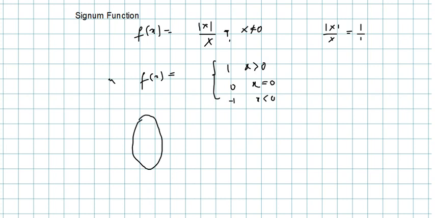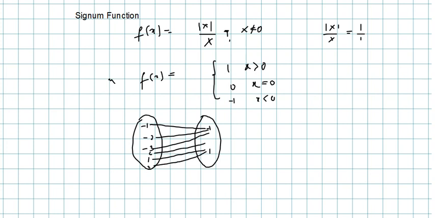If I take minus 1, all the negatives will point to minus 1 only. If I take minus 2, it will also point to minus 1. If I take minus 3, it will point to minus 1. If I take plus 1, it will have an image of 1. If I take 2, it will have an image of 1, and so on, and 0 will be 0. So there will be only 3 images.